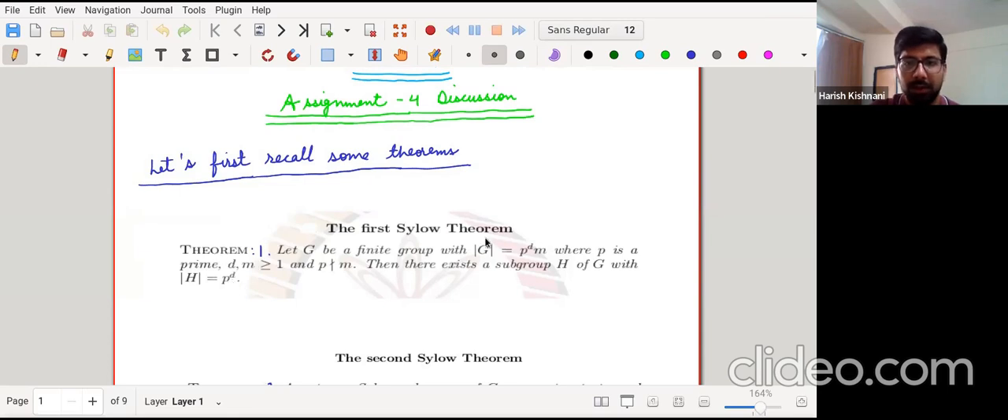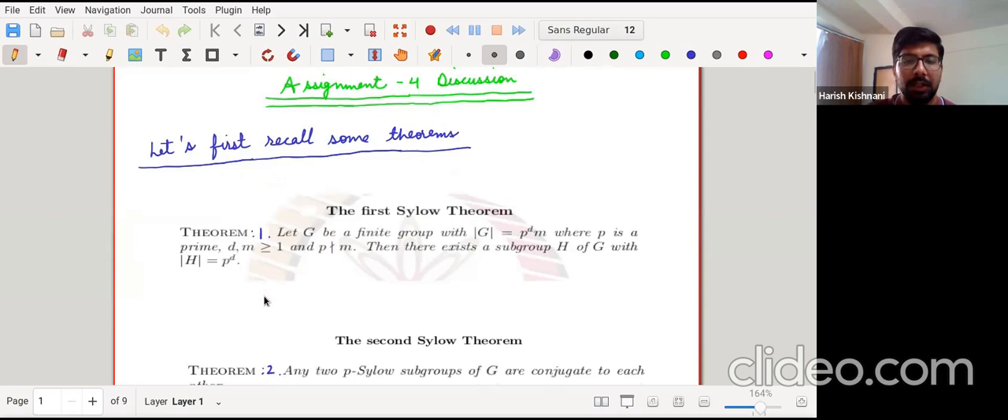So in the order of G, the highest power of p is d, because m is not divisible by p. What this theorem says is that G has a subgroup whose order is equal to the highest power of p in the order of G. So this is the first Sylow theorem. I hope you have all seen this before.